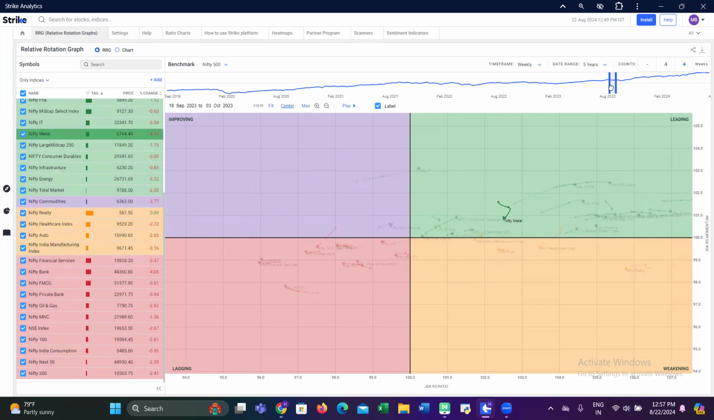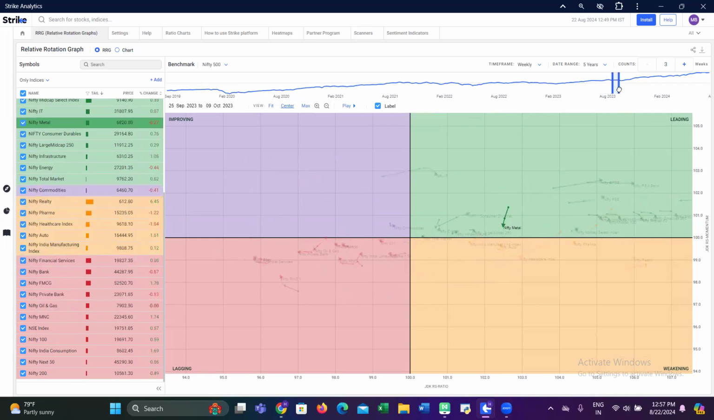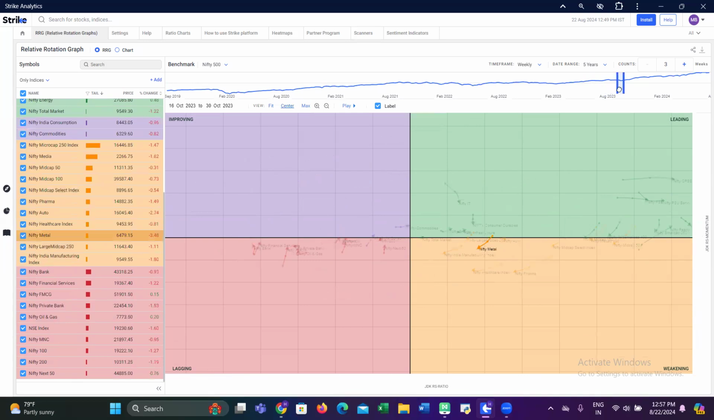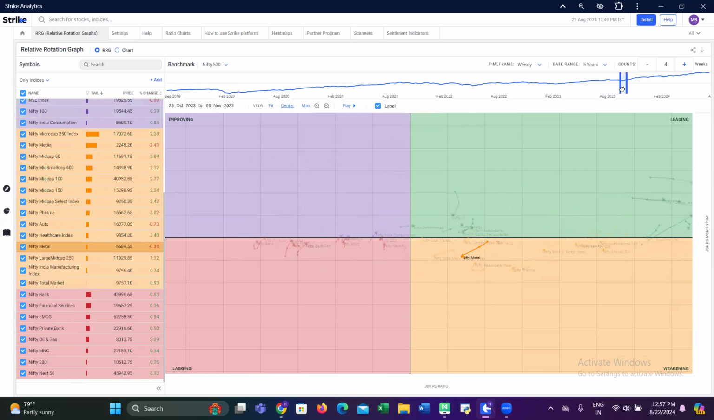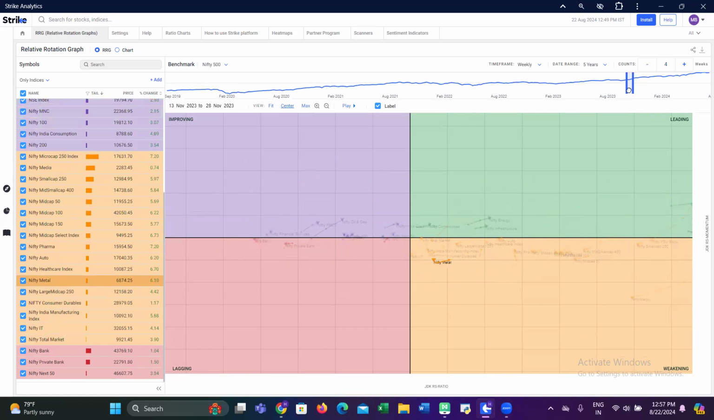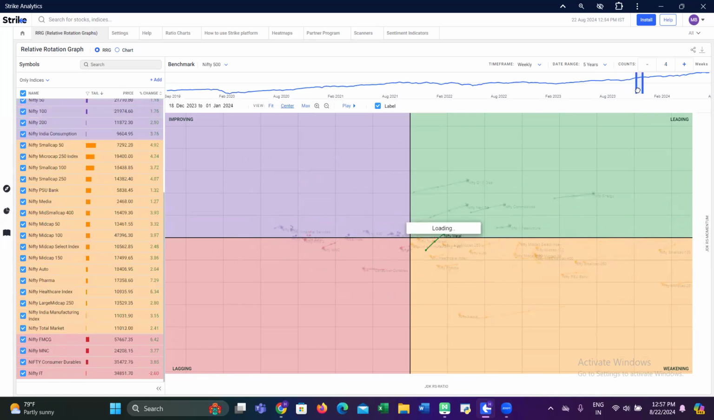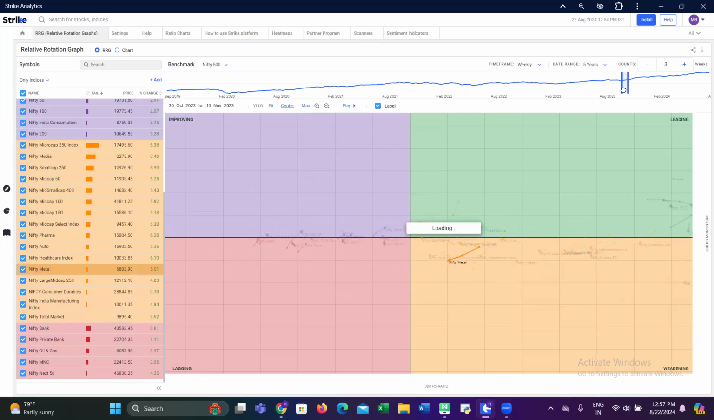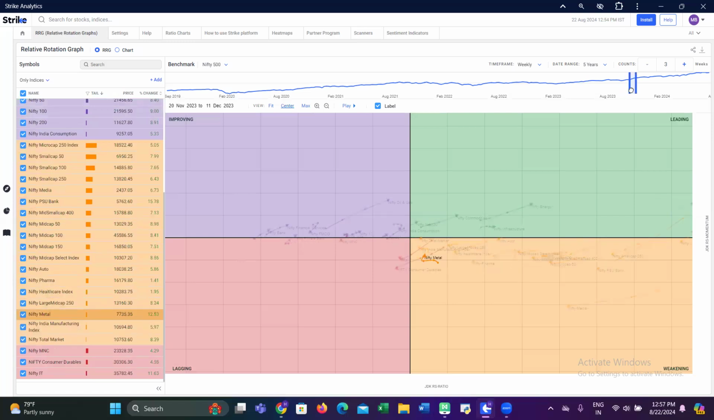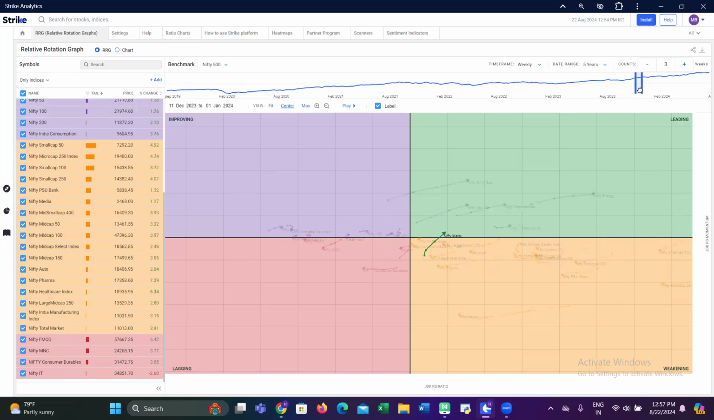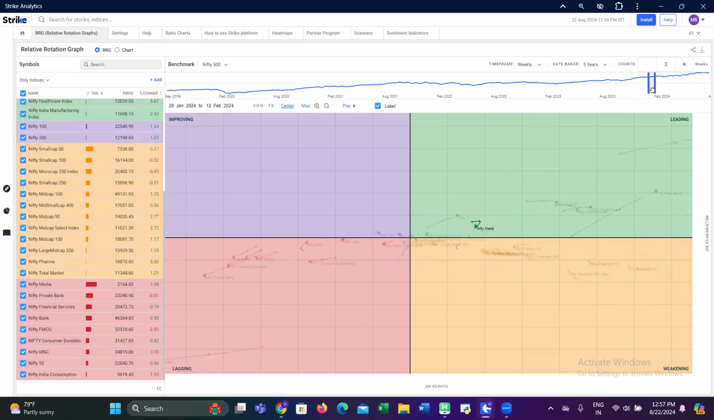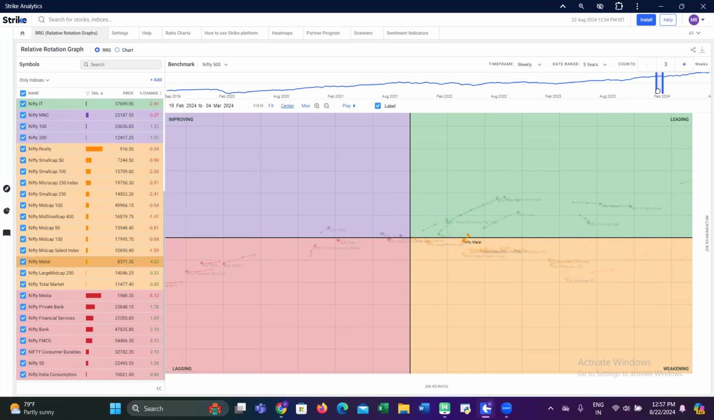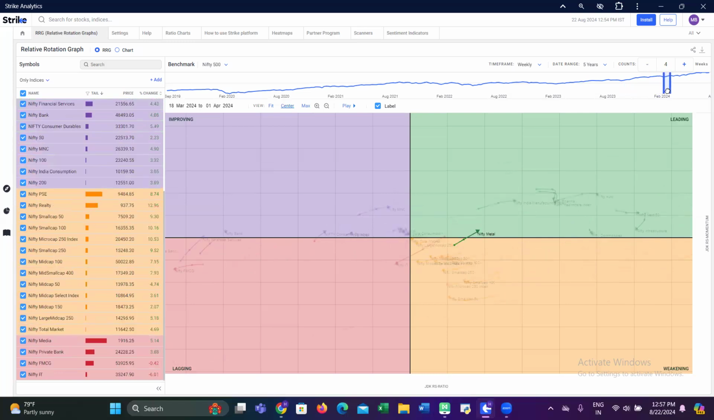And then it lost the momentum, got into weakening, but RS was still okay. It was very close to the benchmark. Look at this again. The moment there is a 90-degree move, it's interesting, right? Somewhere around December or January. And then again, look at this, leading. Then again, moved back to weakening.